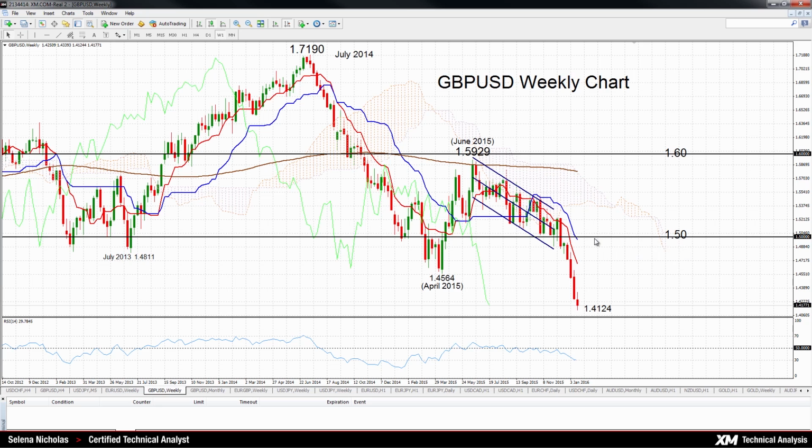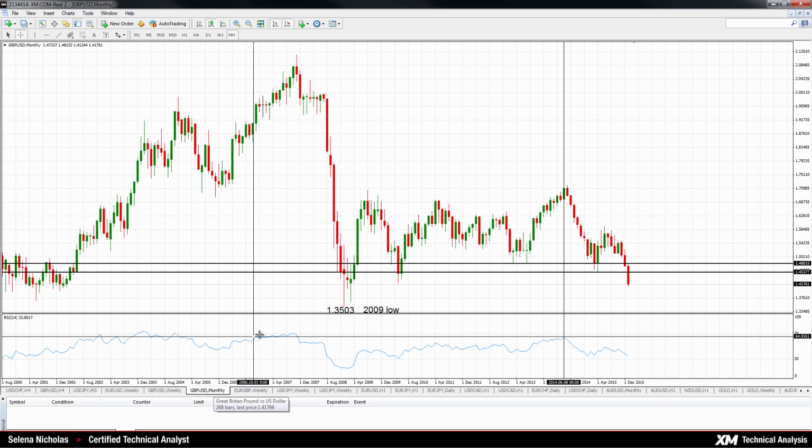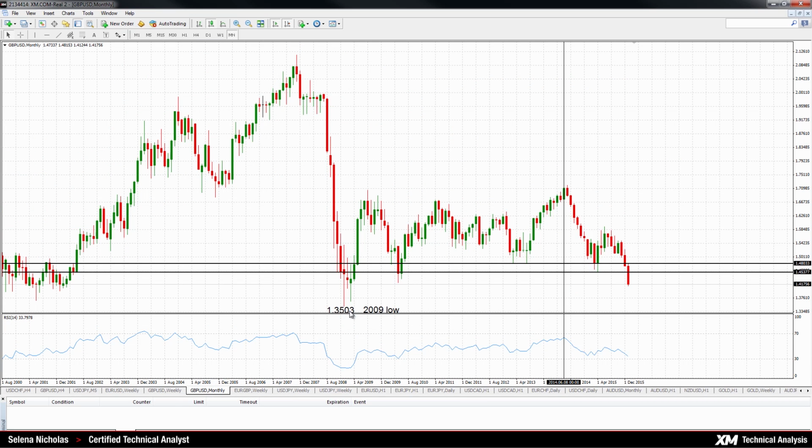Breaching the key psychological level of 1.50 towards the end of last year triggered this huge drop, and we reached a new multi-year low of 1.4124. This is a near 6-year low right now. Further declines opened the way to target the 2009 low, which comes in at 1.3503.